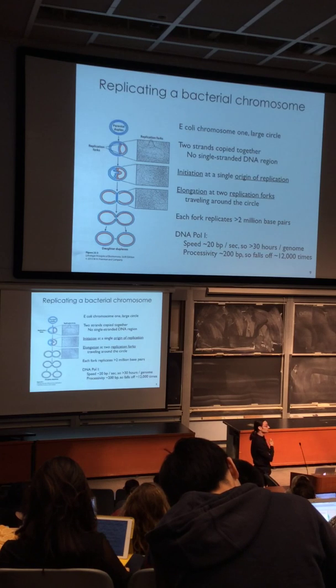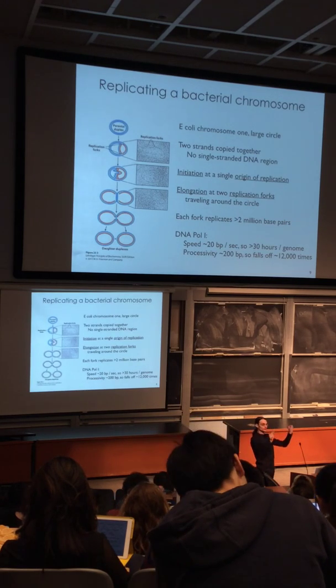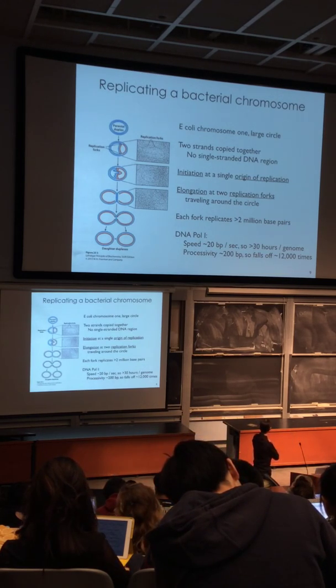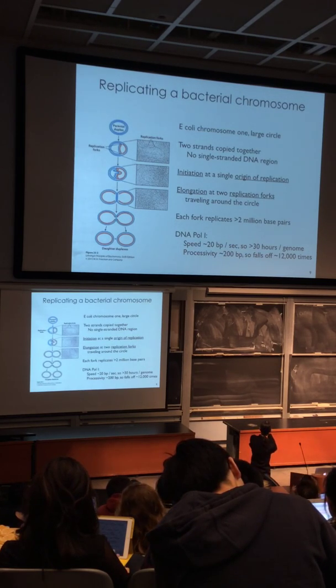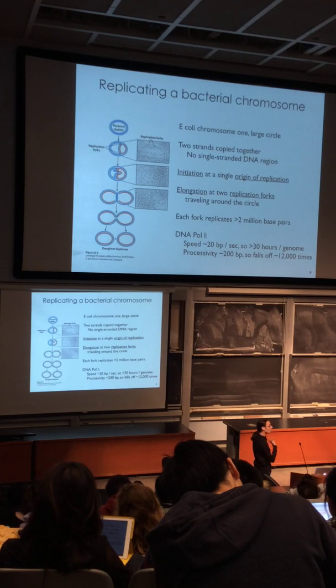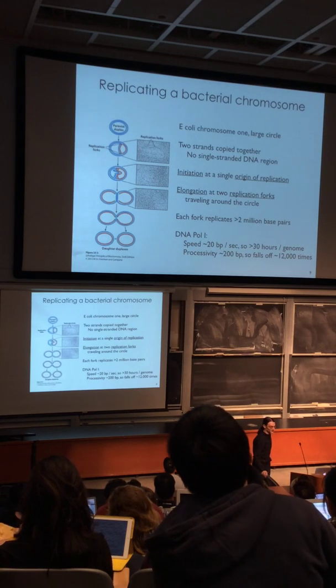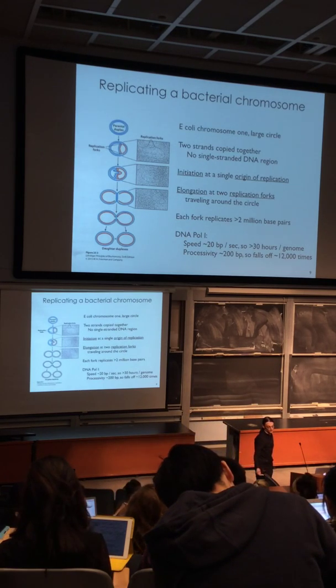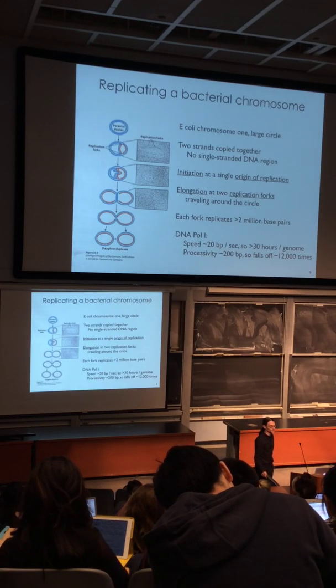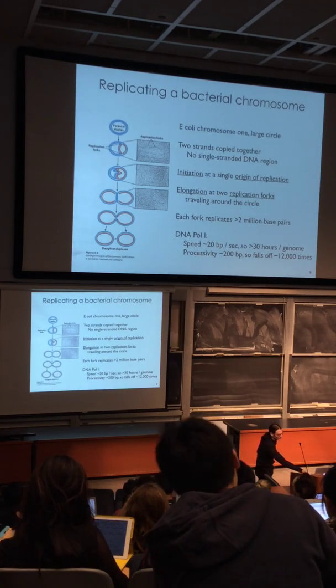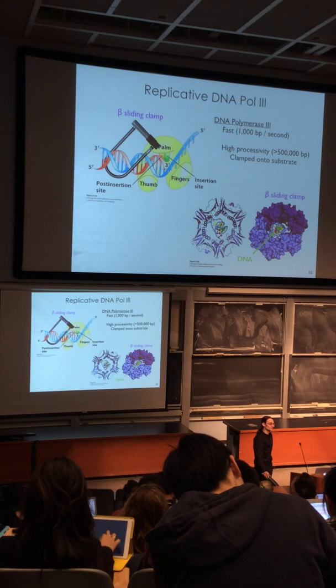Elongation at these two replication forks starts and travels all the way around the circle, meaning each fork replicates over 2 million base pairs of DNA. Here's just a note about this quantitative discrepancy about polymerase I being too slow and falling off too often in order to actually replicate the genome. And so the question is, how do you make a DNA polymerase that's more processive and that doesn't fall off? And the answer is essentially that you lock the DNA polymerase physically onto the template strand.